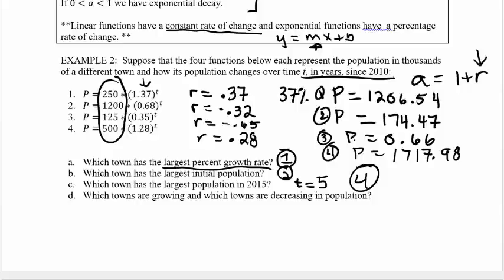Part D, which towns are growing and which towns are decreasing in population. So again, we're going to be growing if our rate is positive or if our A is greater than 1, which was happening in town 1 and town 4. And we're going to be decreasing in population if your R is negative or subsequently your A is less than 1 but greater than 0, which happened in towns 2 and 3. So let's take a look at another example.